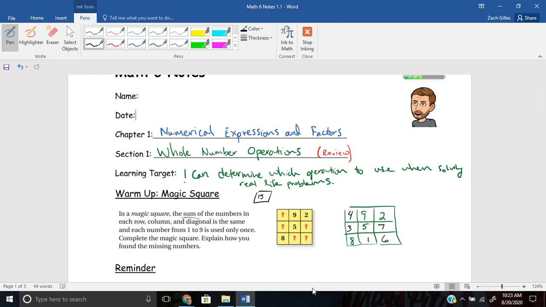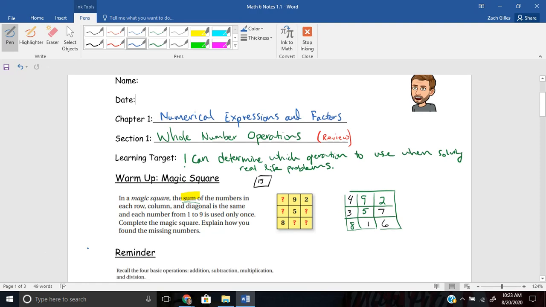Okay? So that's kind of the way I tackled that. And the big key here is that I recognize this word sum means to add. So when all my numbers are added up, I should get the same magic number of 15. All right, hopefully that got you thinking and got you warmed up.